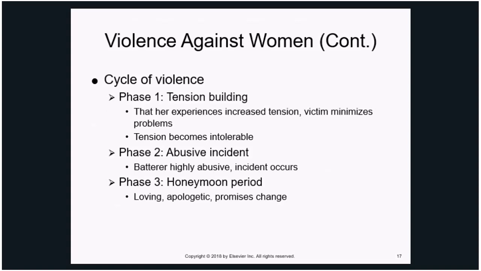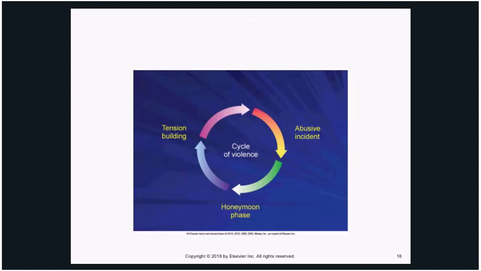The cycle of violence includes tension building, which is the first phase, where she experiences increased tension, the victim minimizing problems. Tension becomes intolerable. Phase 2, the abusive incident, battery: a highly abusive incident occurs. And phase 3 is the honeymoon phase, where they're apologetic, loving, and promise that they will change. Remember, they don't ever change. Here's the cycle of violence: the tension building, the abusive incident, and then the honeymoon phase.